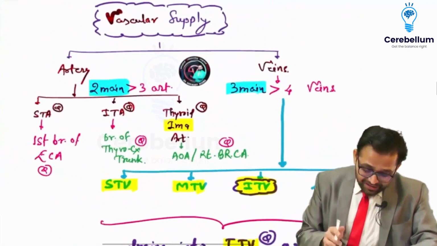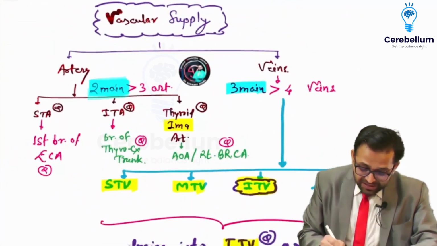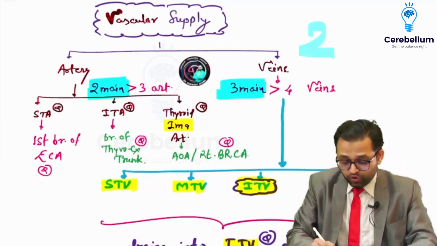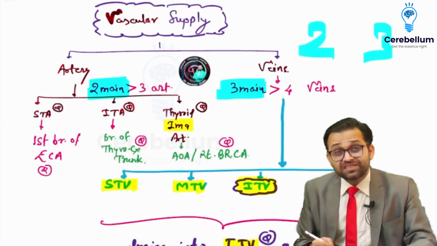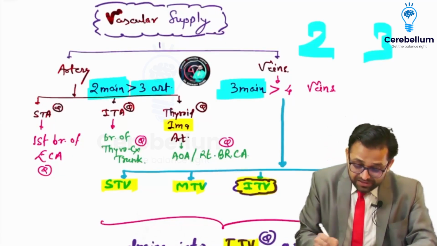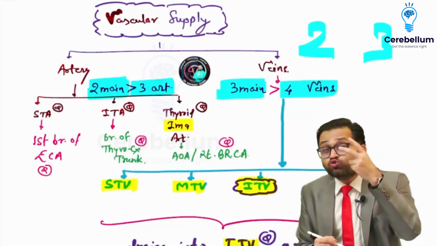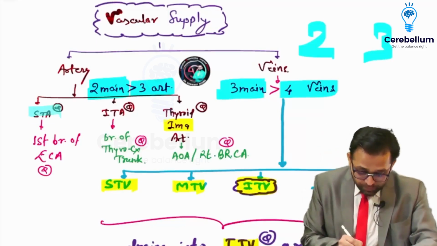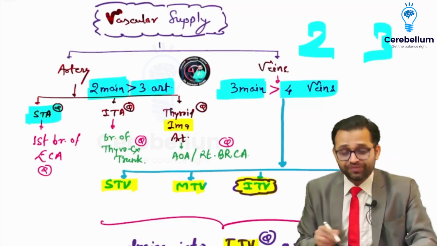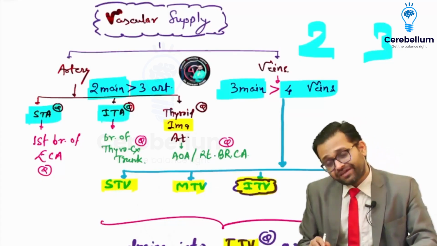Remember, there are two main arteries and three main veins. Okay, sir. 2 and 3. But variations are there. Sometimes 3 arteries and 4 veins may be there. What are the 2 main arteries? Sir, superior thyroid artery, MCQ. Sir, inferior thyroid artery, MCQ.